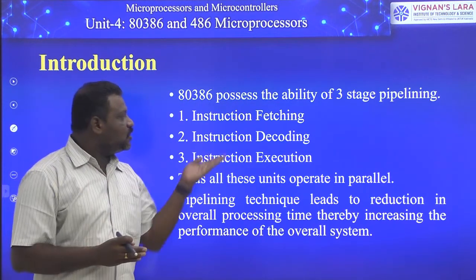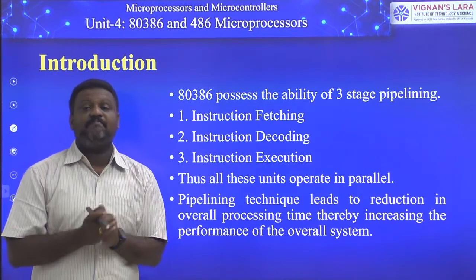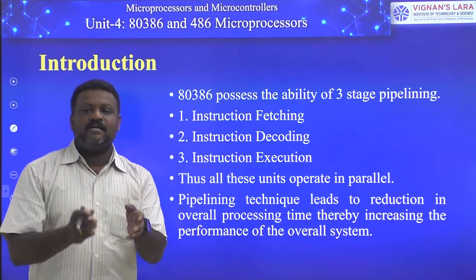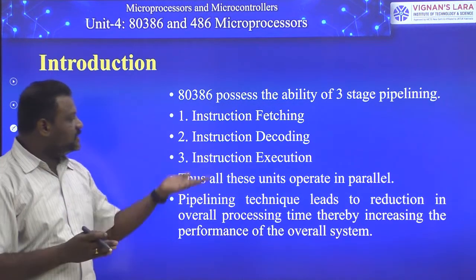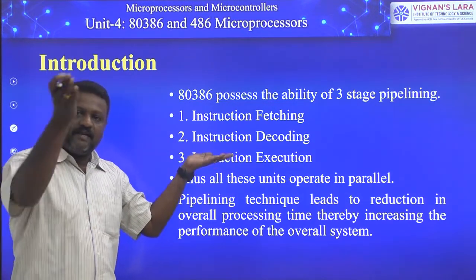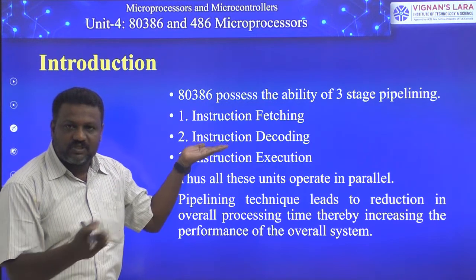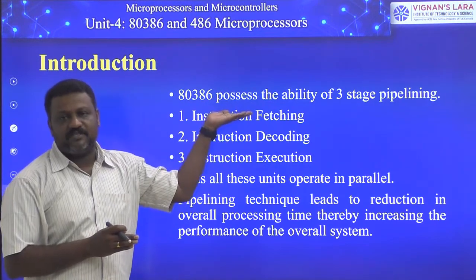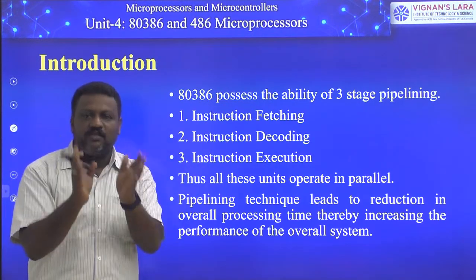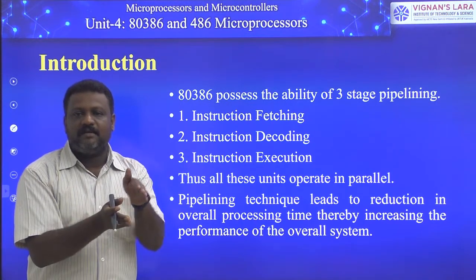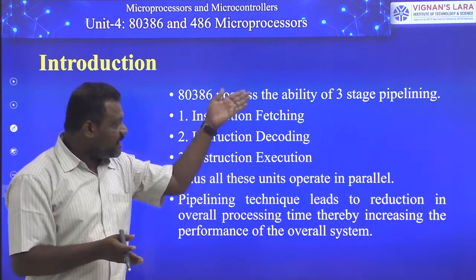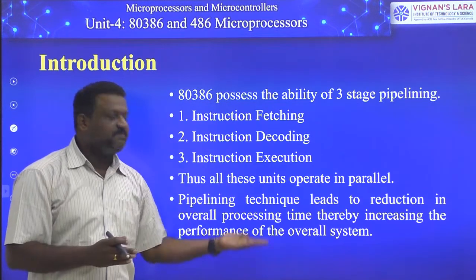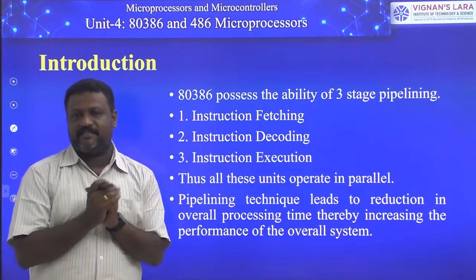Once we operate these three stages in parallel, automatically there are three instructions in the pipeline. One instruction is at the execution stage, the next instruction is at the decoding stage, and another instruction is at the fetching stage. So there are three instructions in the pipeline and in execution in parallel, so that the speed of operation of the system increases.